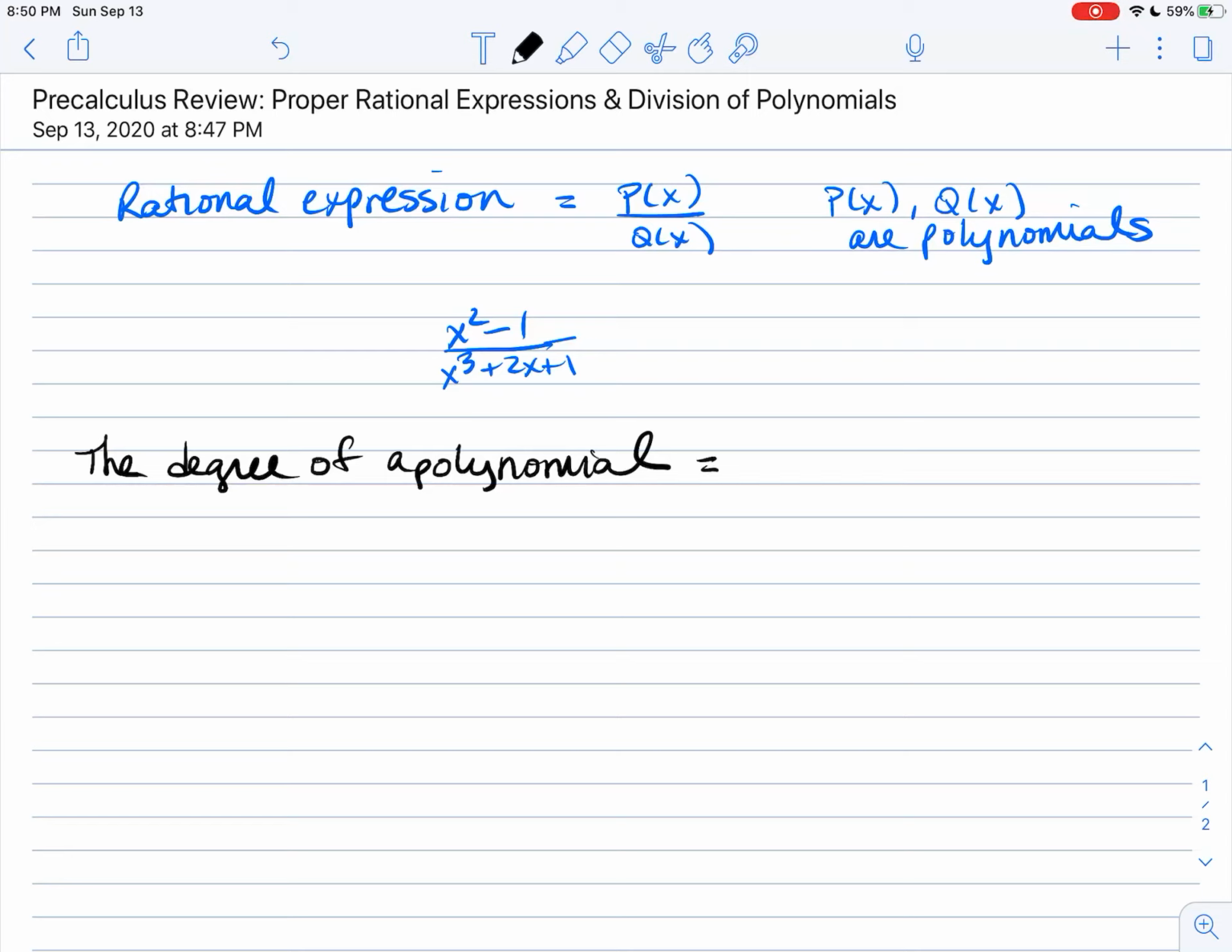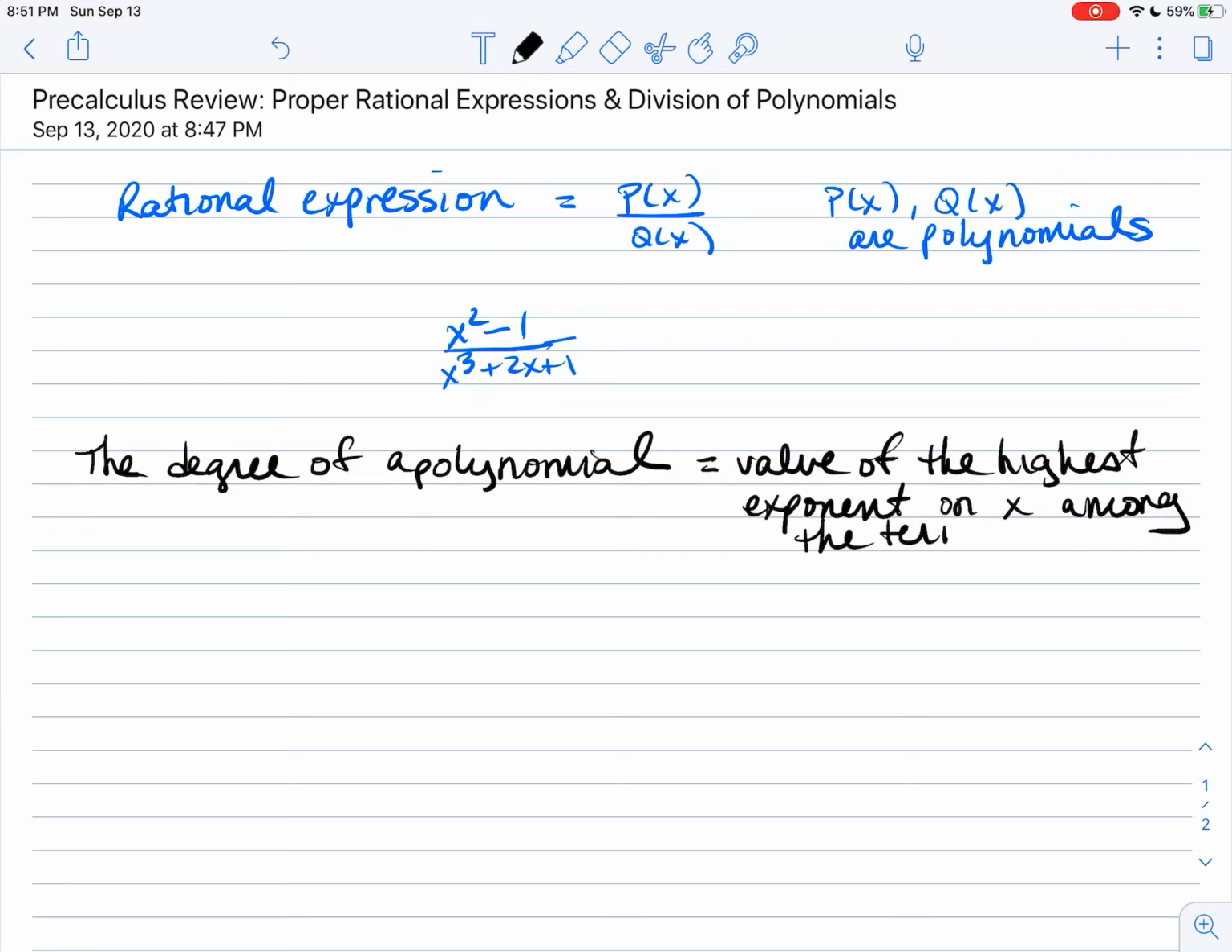So the degree of a polynomial is equal to the value of the highest exponent among the terms of x. So in the case above, the degree of the numerator, the degree of x squared minus 1, is going to equal 2, and the degree of x cubed plus 2x plus 1.